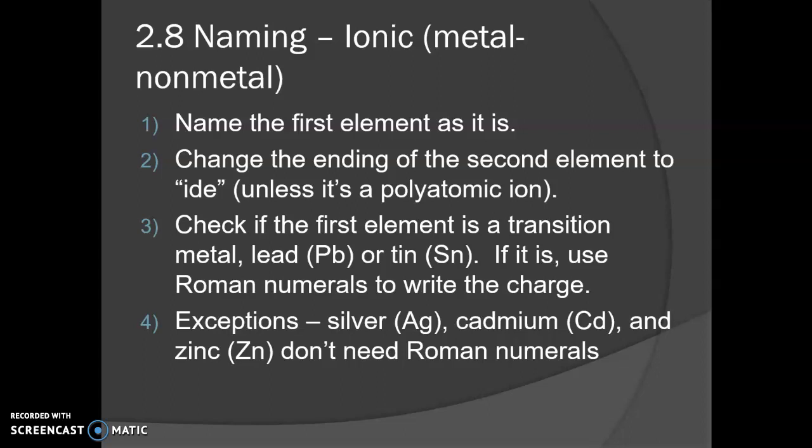Step 3 is that if the first element is either a transition metal, which is in the D block, or lead or tin, so Pb and Sn, then you have to figure out what the charge is and show that charge with Roman numerals. And the way you figure out the charge is that the whole charge of the whole thing has to add up to 0. Sometimes they call it the net charge. And so you have to figure out what the negative charge is going to add up to, and then figure out what you would have to have as a positive to make the whole thing equal 0. And I'll do a couple of these with you in just a minute.